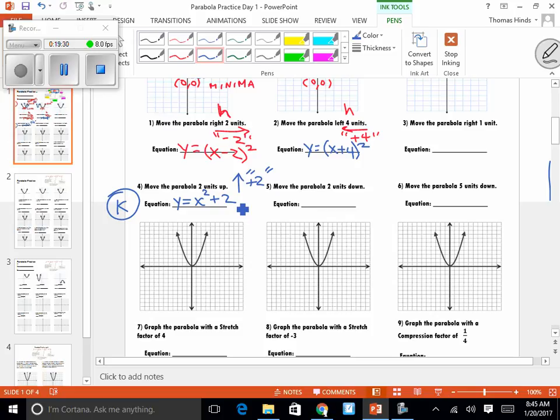All right, this one wants down 2. Yeah, the K is straightforward. All right, this side of the room over here, someone say it out loud, please.